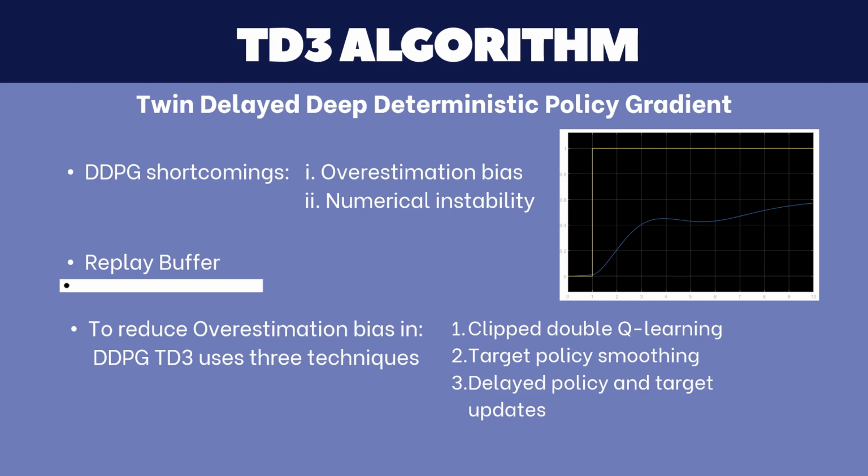The replay buffer stores past experiences and allows the agent to sample them randomly during training. This breaks the temporal correlation between samples, improving stability and convergence. It also enables the agent to learn from diverse experiences, accelerating the training process.